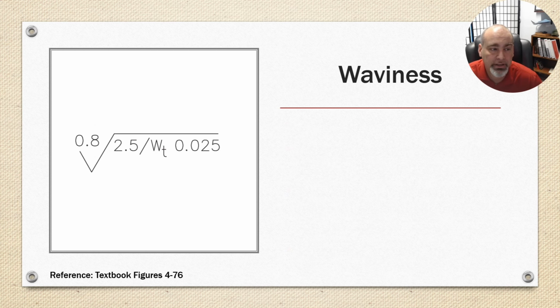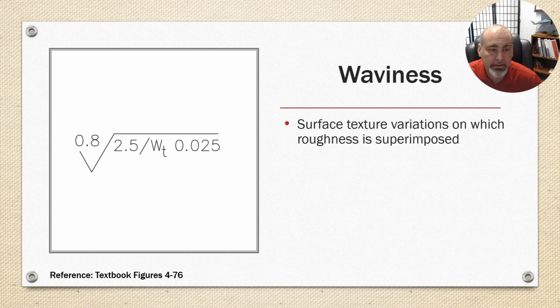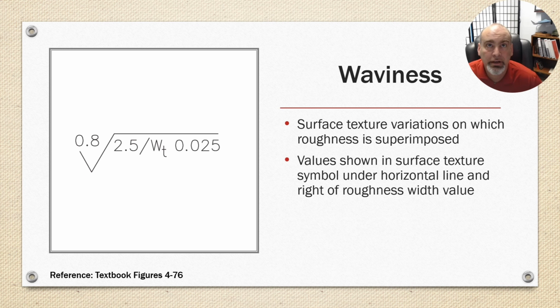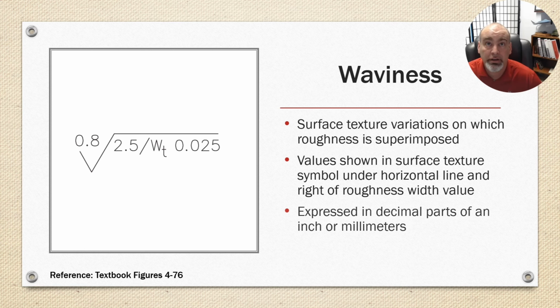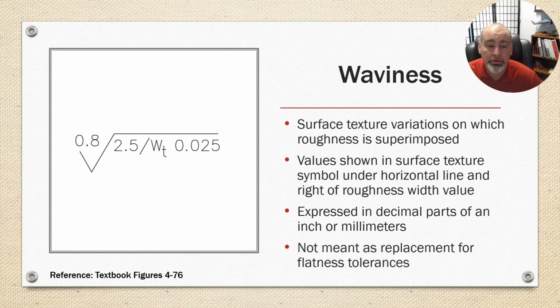Okay, waviness is another effect. Surface texture variation on which roughness is superimposed, so maybe farther over across the surface. And values are shown in the surface texture symbol under the horizontal line, right of the roughness width value, and expressed in decimal parts of an inch or millimeters, but we're talking very, very small numbers, and not meant as a replacement for a flatness tolerance.